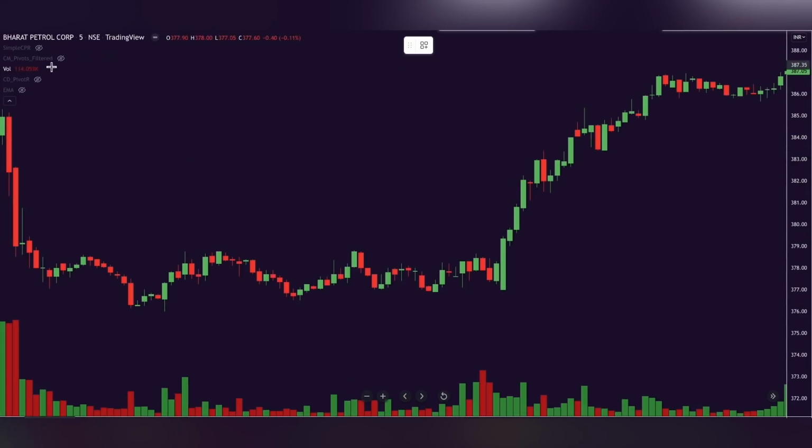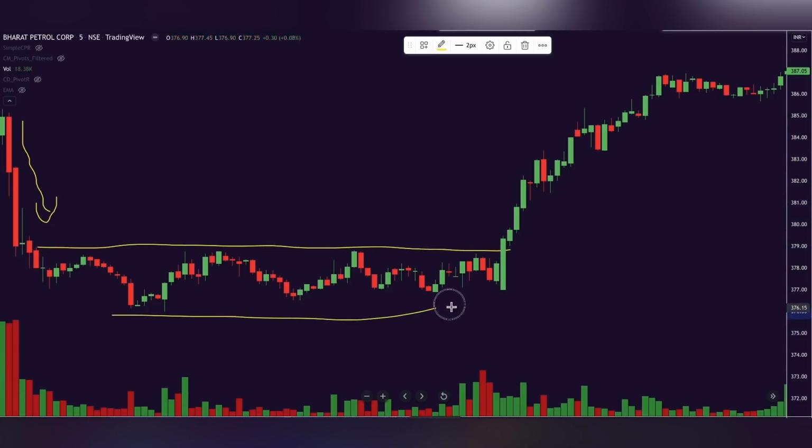Now this is a chart of BPCL, 5 minutes time frame. Here you can see the stock came down. Now after this you can see a range here, right? The stock was in consolidation. After that it continued the trend towards the upside. Trend can be both upside or downside, right? So this is rule number 2. Always try to enter the trade after consolidation.